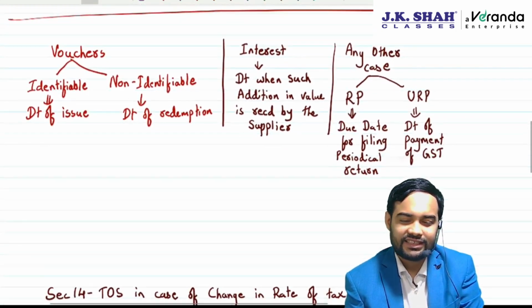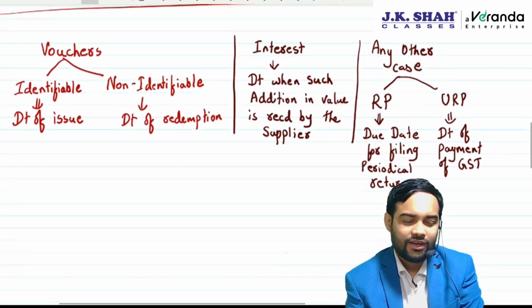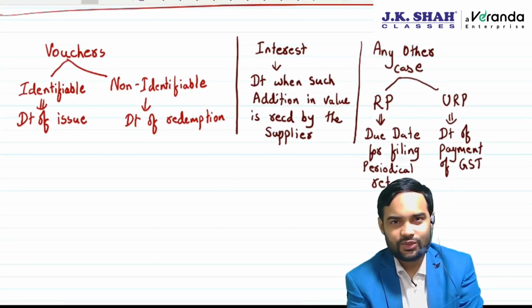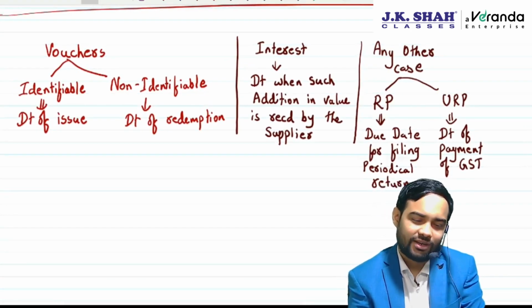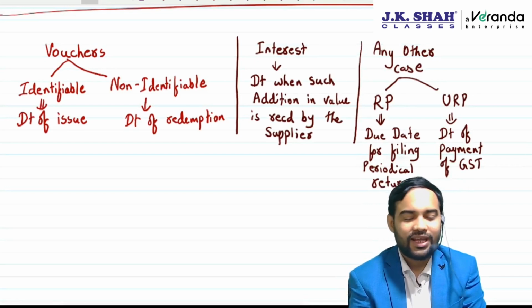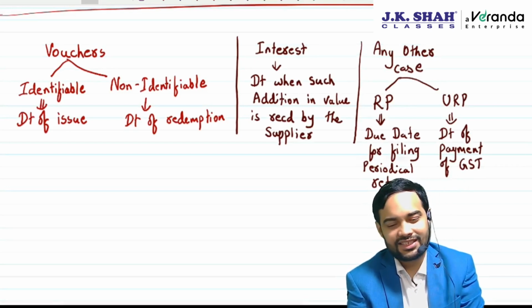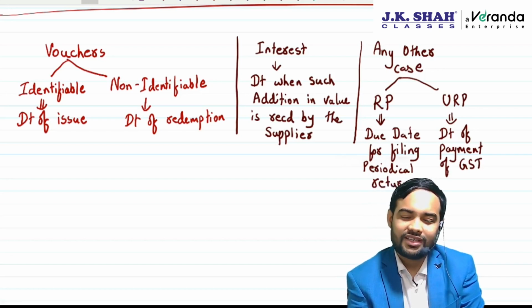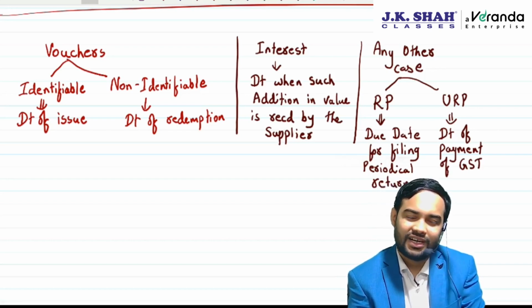Vouchers, interest, any other case was simple. Voucher, identifiable, you use date of issue. Non-identifiable, you use date of redemption. Interest, when such interest is received. Any other case, registered person, it will be due date to file periodical return. Unregistered person, date of payment of GST.